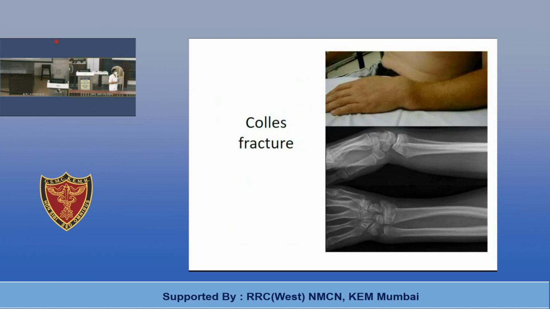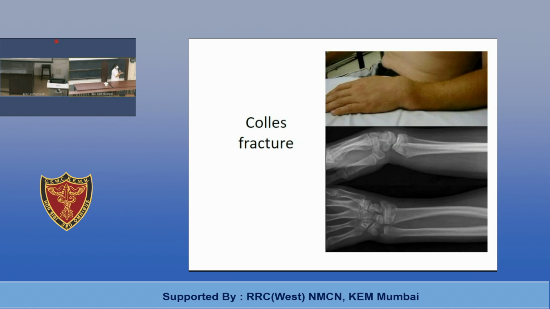Do you know what is Colles fracture? And Smith's fracture. Colles and Smith's. Colles fracture is when you fall on an outstretched hand like this. When you support your body weight and try to prevent a fall on an outstretched hand, usually the lower end of the radius fractures in such a way that the distal fragment of the radius will move upwards, backwards and laterally.